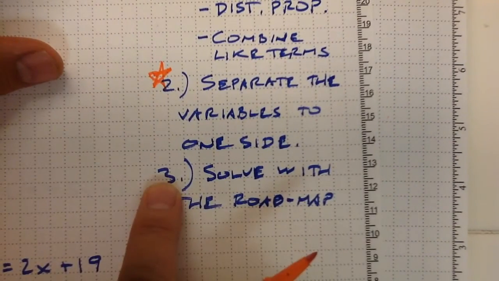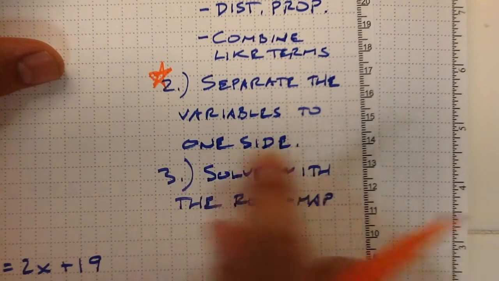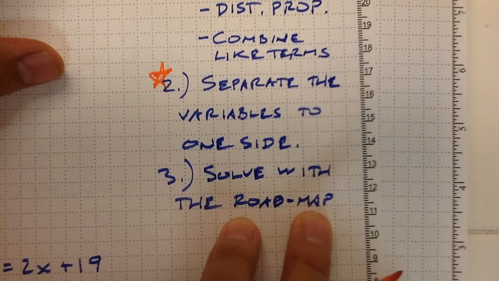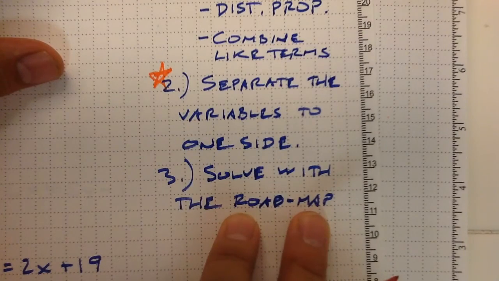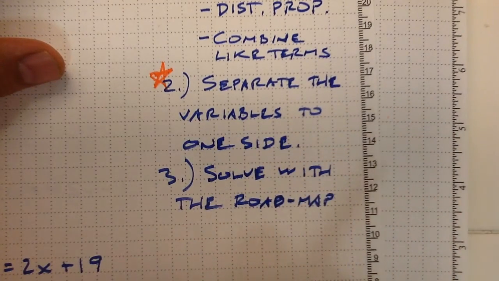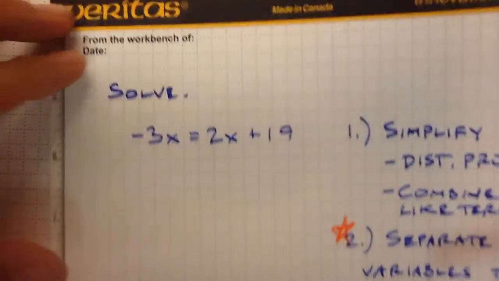And then finally step 3, which is something we've been working on for the past 3-4 days, which is to actually solve by doing opposites, and then to incorporate this idea of the roadmap where we do things in the opposite order. All right, so let's take a look. Let's apply all those steps.